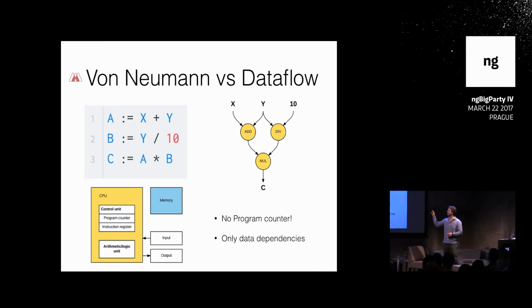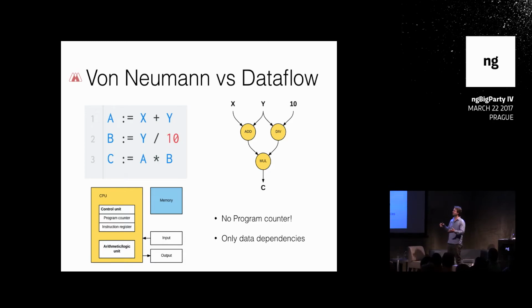Now, the order of operations in the von Neumann method is defined by the order of machine code instructions produced by the compiler or the developer. While in the Dataflow paradigm, the order of execution is defined by an explicit dependency graph. The graph describes the data dependencies, and the operations activate, or fire, or execute when the data is available.